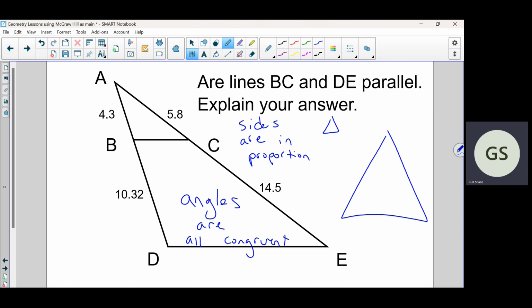Again, similar triangles is what we're on still. Everything we do today is all still similar triangles. We're going to learn a new trick, but it's still similar triangles. And then angles are congruent. They are the same measure. So you can say that about angles. Any questions on that? All right, now let's do the problem.